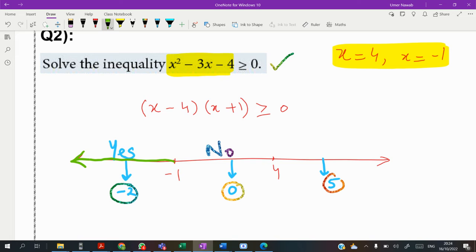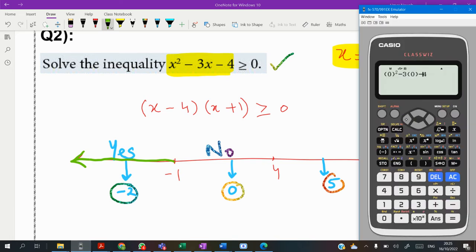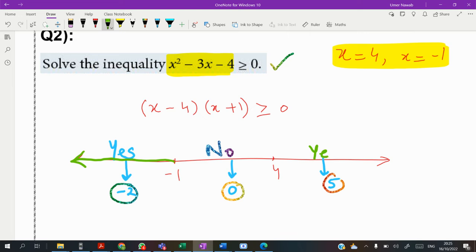And now I'm going to pick 5, substitute it into the inequality. Delete, it's 5. What is the answer I got? 6. And 6 is greater than or equal to 0. Yes, it is satisfied. So two regions are satisfied. So what is the answer? I'll say x is less than or equal to minus 1.